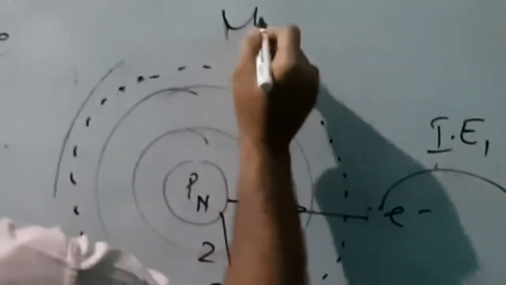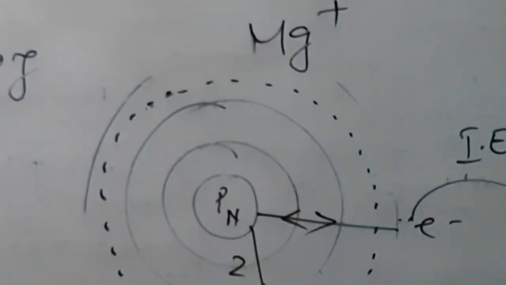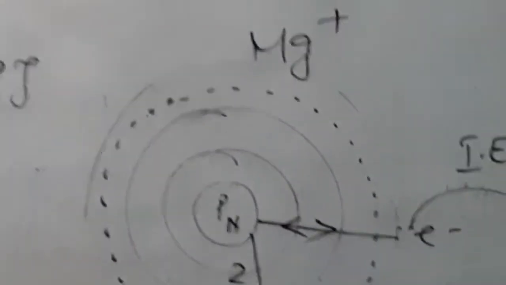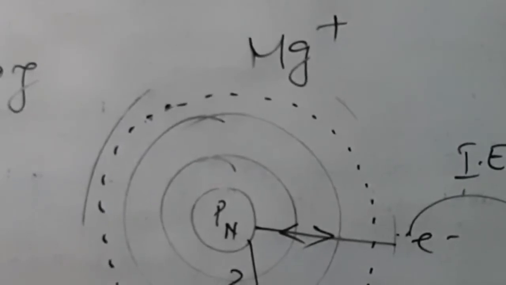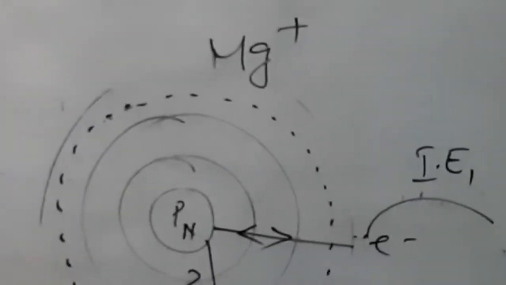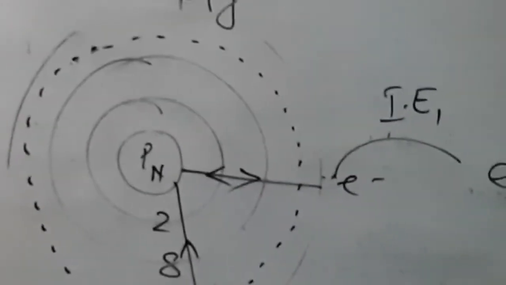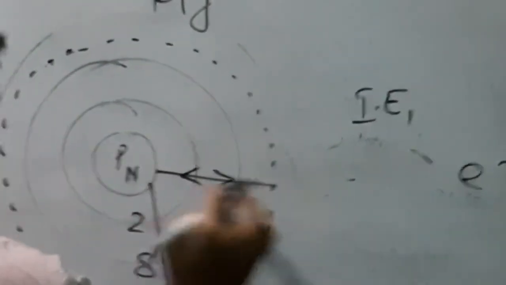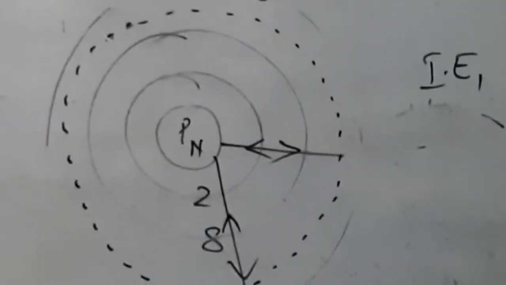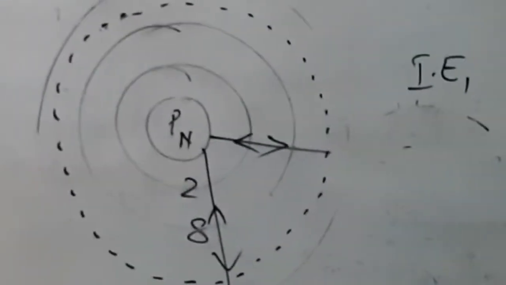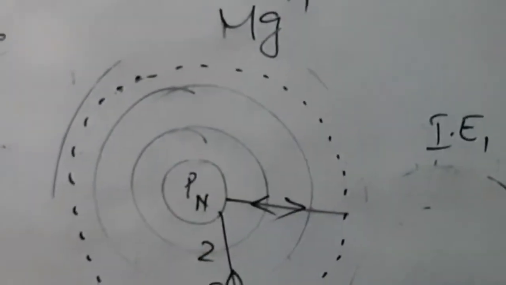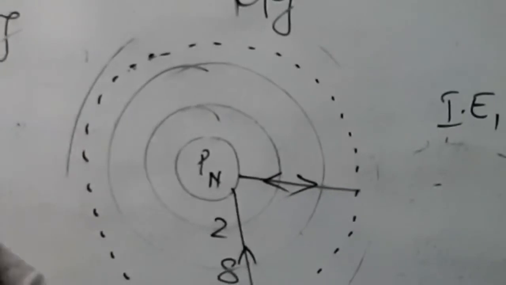Now what happens? This is the magnesium ion. One electron has been lost, but magnesium has to lose a second electron in order to achieve the electronic configuration like that of neon. So my dear students, now you see that the size of the ion, the magnesium ion, gets reduced, and again you want to remove another electron.